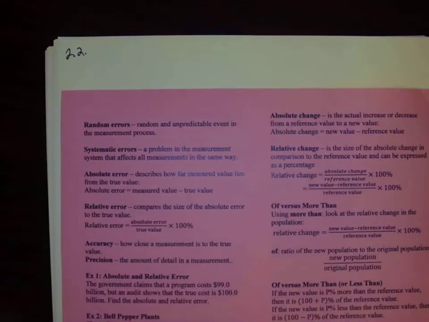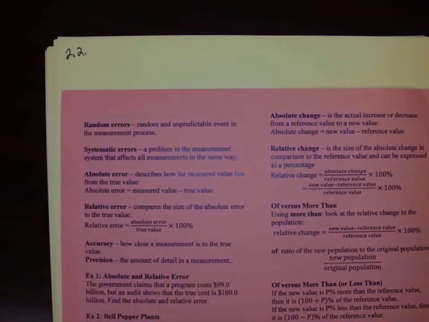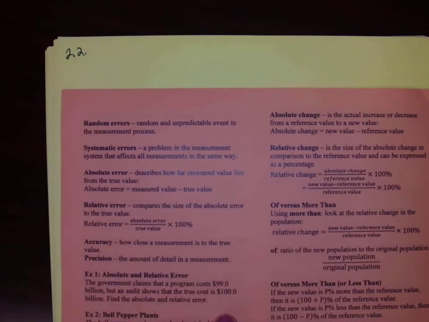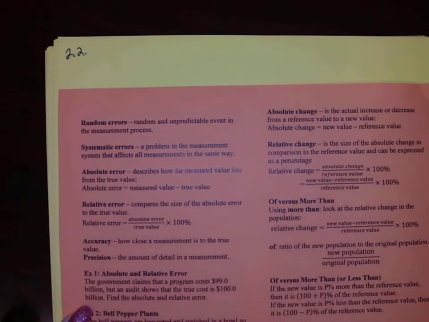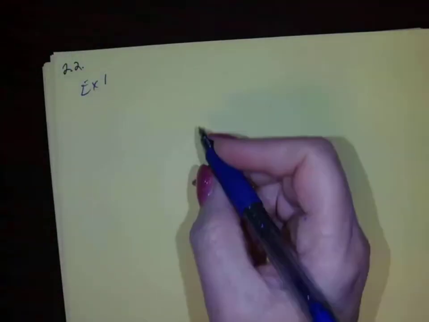All right, so let's go look at example 1. So for example 1, we have the government claiming that a program costs $99.0 billion. But an audit shows that the true cost is $100 billion. Find the absolute and relative error. All right, so we're looking at example 1.